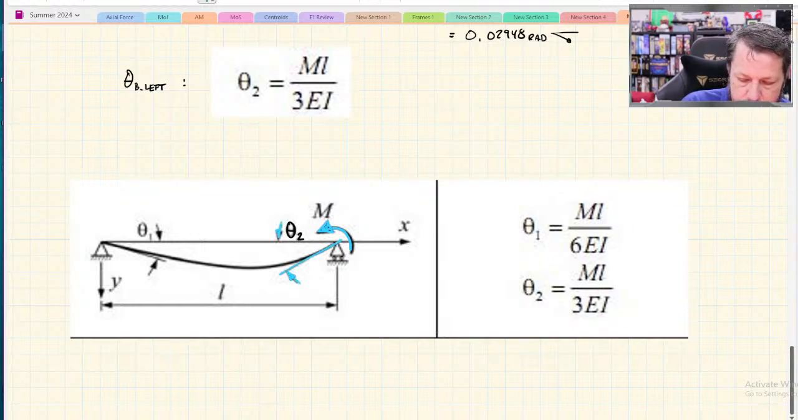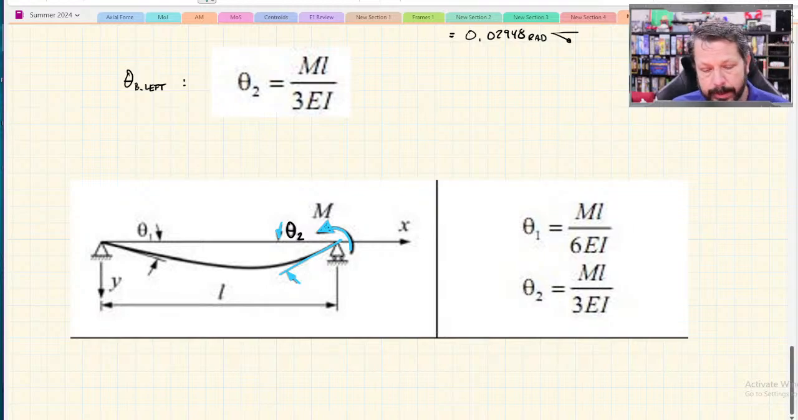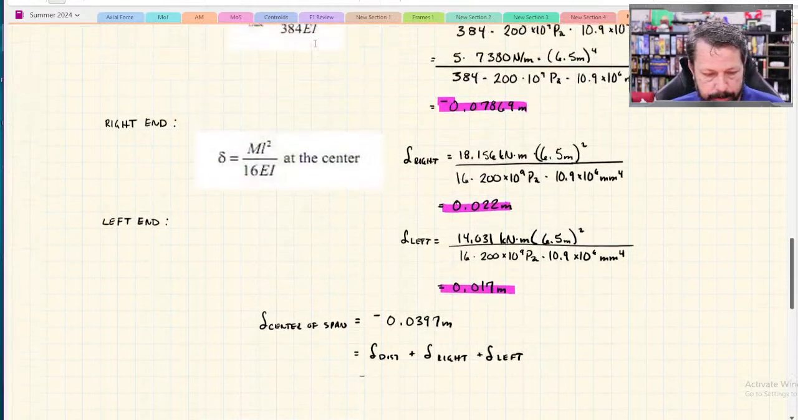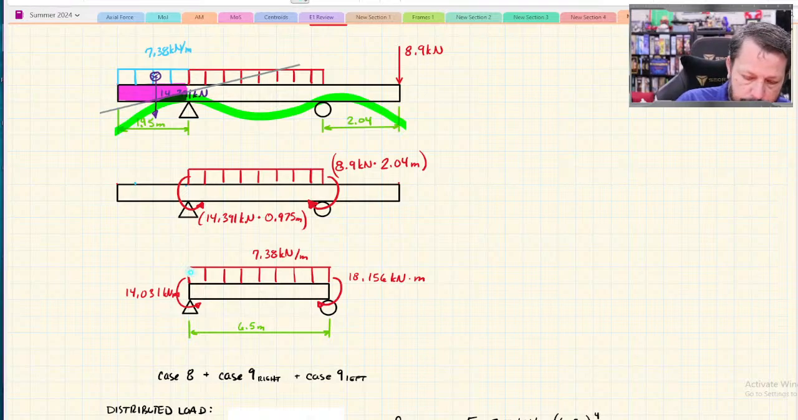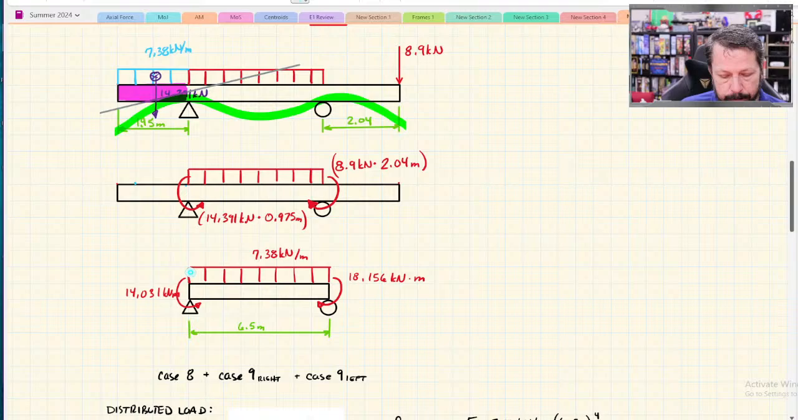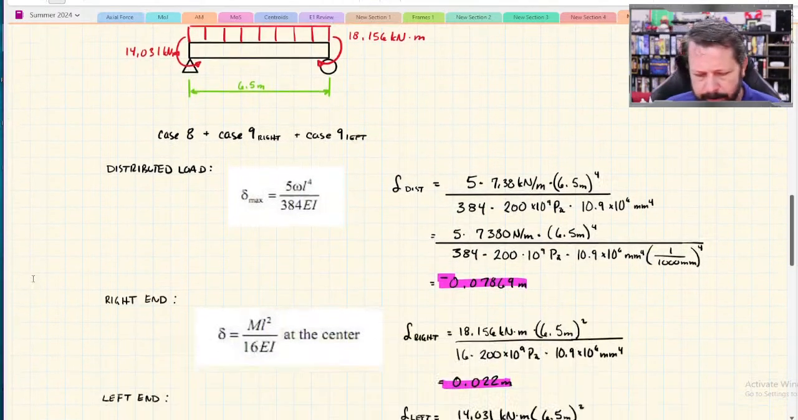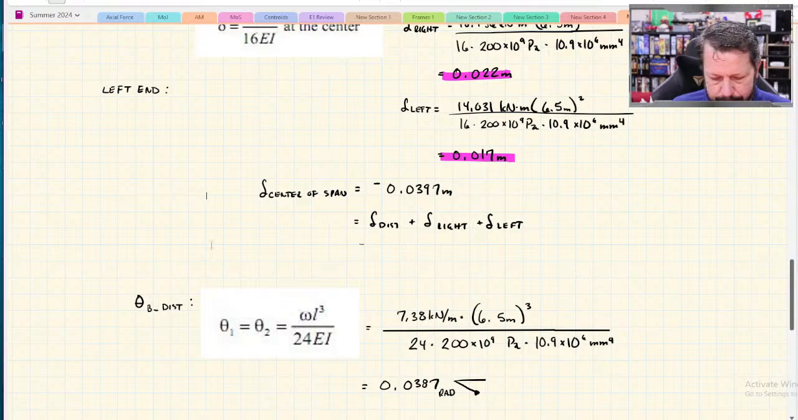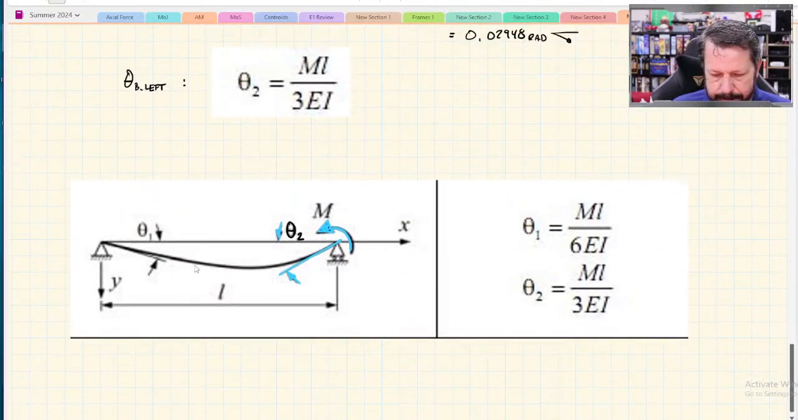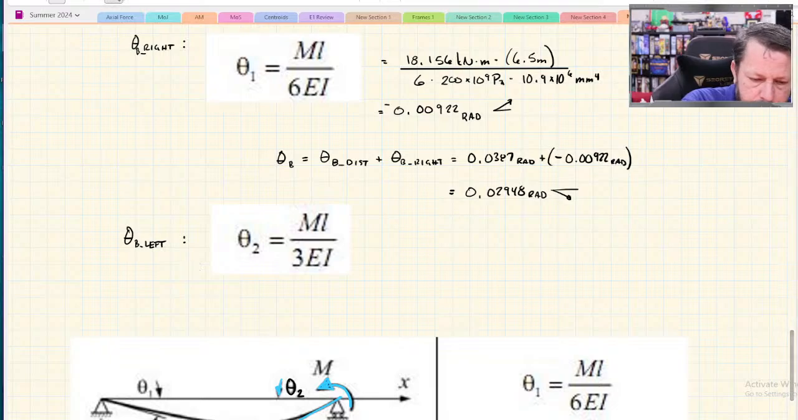So that's how we know to use theta 2. If we're talking about this one, then we want the slope created on the end the moment is applied. The other one, we want the slope over here, which is the opposite end, and they label that theta 1. So you've got to keep those straight in your mind. So let's see if we can plug this guy in.